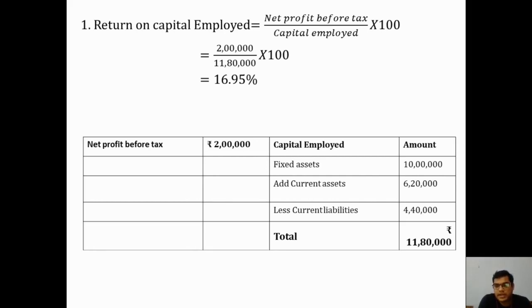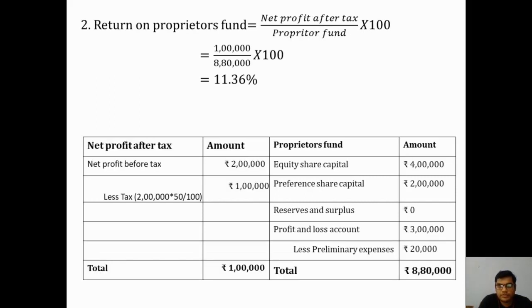So either we can add working capital or we can do it in this fashion, that is fixed assets plus current assets minus current liabilities. From this formula we obtain the capital employed value of rupees 11,80,000. If we put this information in the formula, that is net profit before tax of 2 lakh divided by capital employed of 11,80,000, the answer we get in the form of percentage is 16.95%.